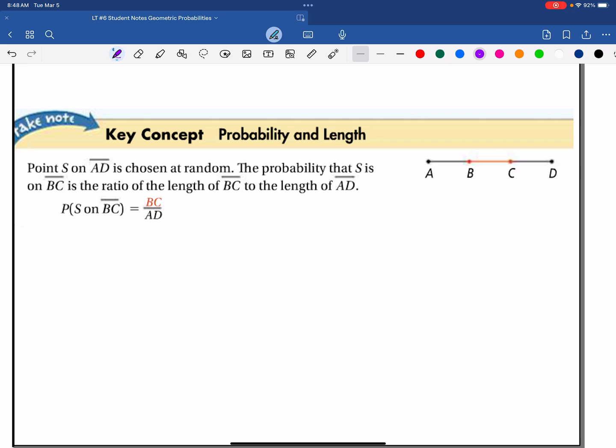Probability and length. If we have point S on AD, and it's chosen at random where it's located, the probability that S is on BC is the ratio of the length of BC to the length of AD. So that's where we've got BC over AD.